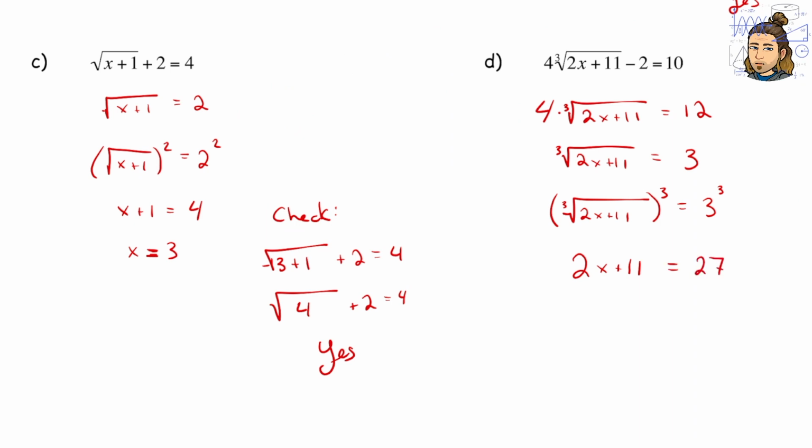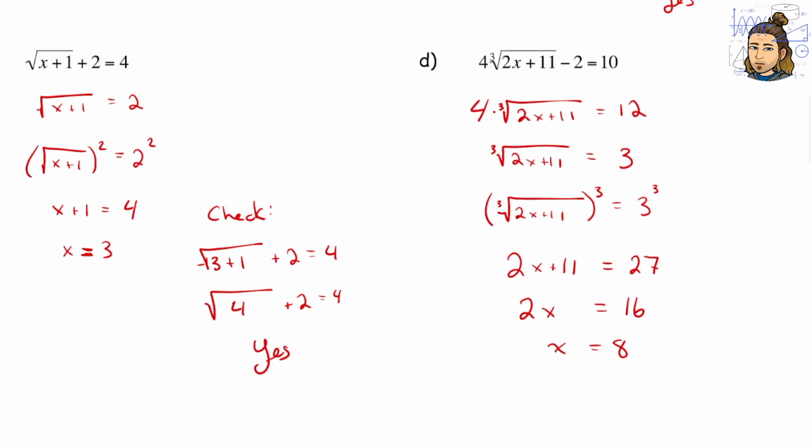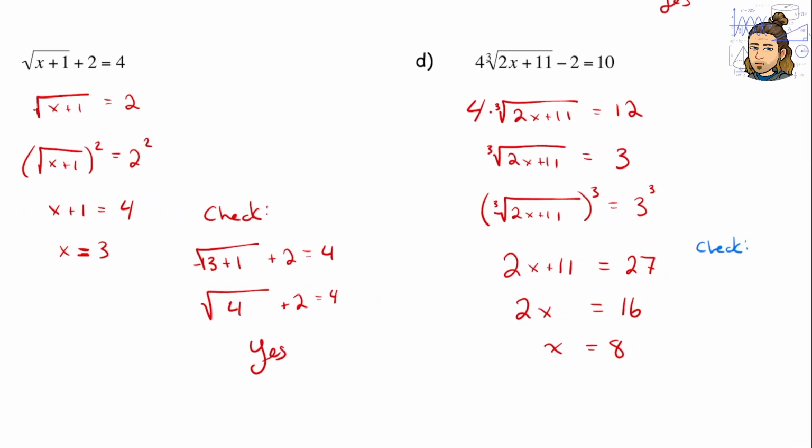And now we have an algebra problem, a fairly simple one. And we have our solution, that x equals 8. So now we need to take a moment and go ahead and check to make sure our solution is viable. And we can see here that we again get a valid true equation, and so our solution is valid.